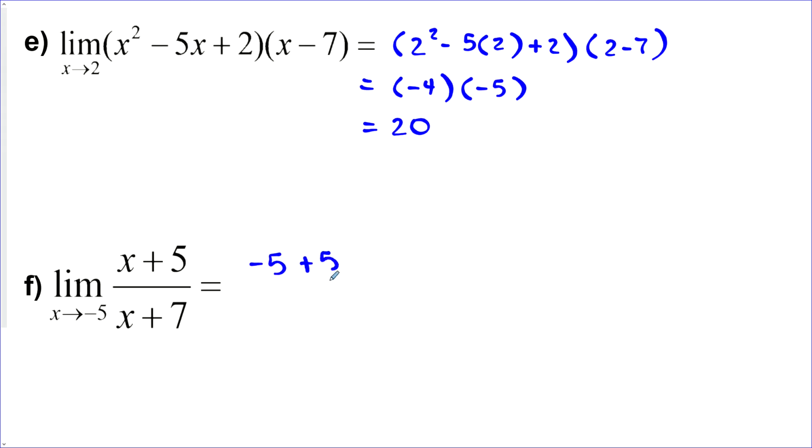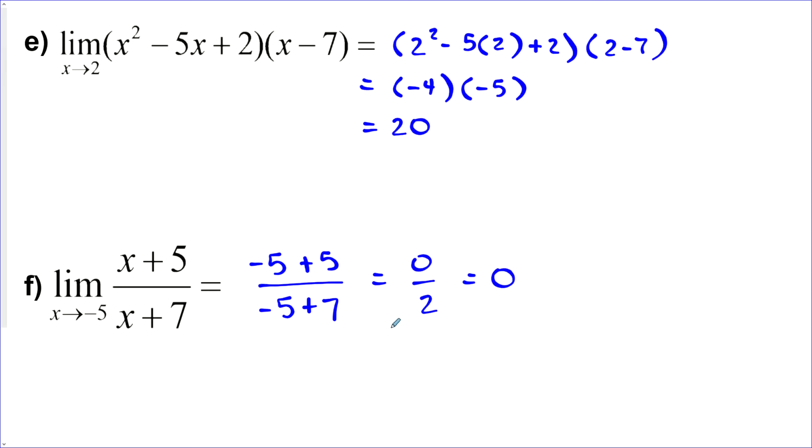-5 plus 5 over -5 plus 7. -5 plus 5 is 0, -5 plus 7 is 2, and that just equals 0. Now you might be thinking that this is way too easy and that there must be a catch.